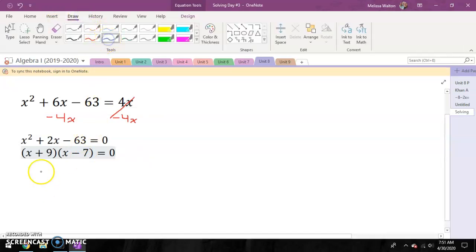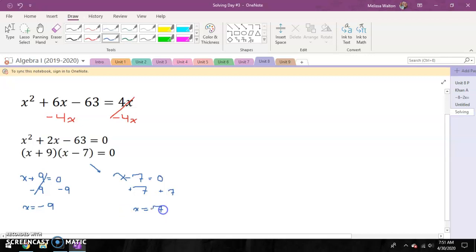Let's finish this off. I need to figure out when x plus 9 is equal to 0. If I subtract 9 from both sides, I end up with x equal to negative 9. Awesome, we got our first solution. Let's check for a second solution. I have x minus 7 equal to 0. If I add 7 to both sides, my second solution is x equals 7.